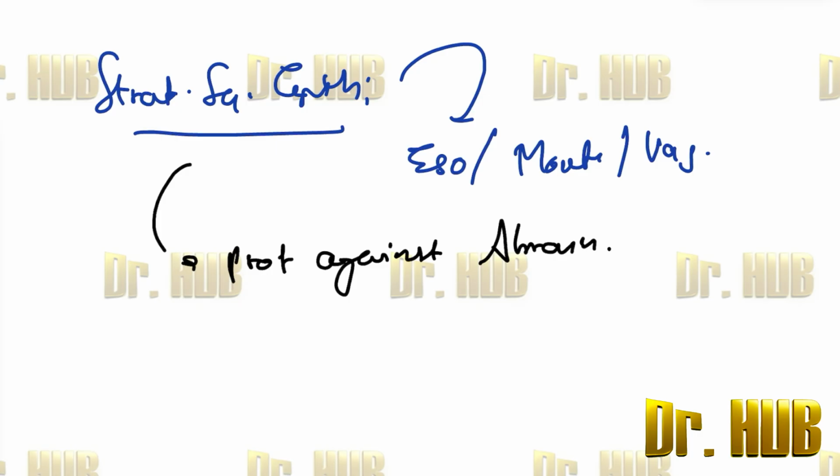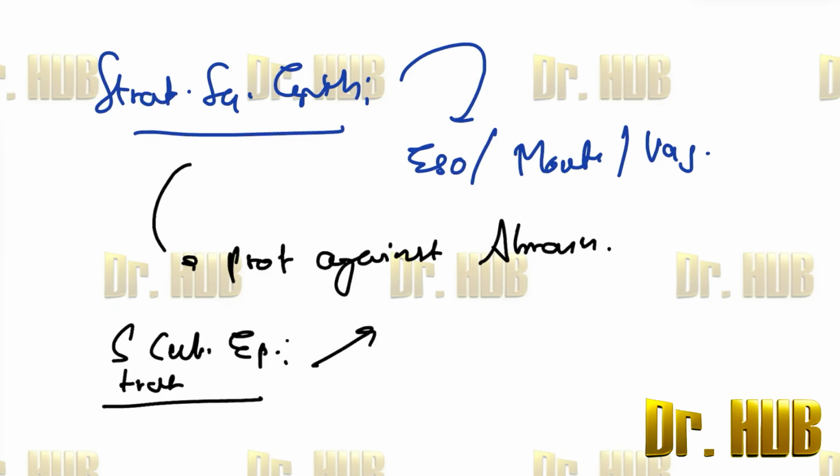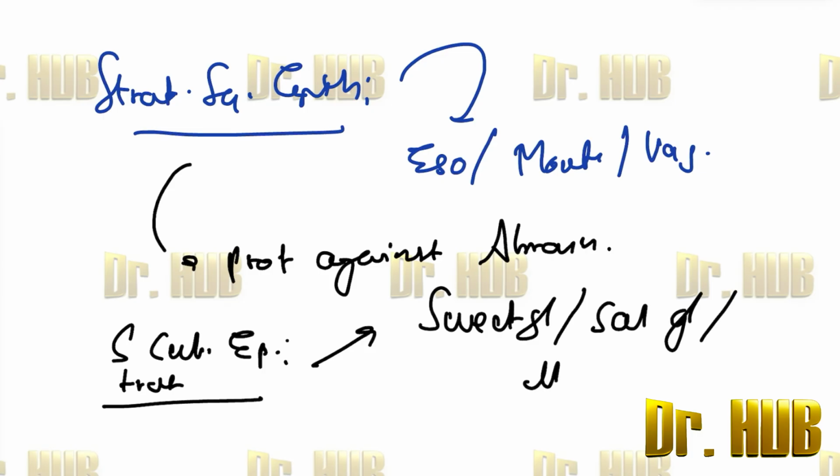Then comes the stratified cuboidal epithelium. It is found in the sweat glands, the salivary glands and the mammary glands. So what is the function of this? The function is that it forms a protective tissue.